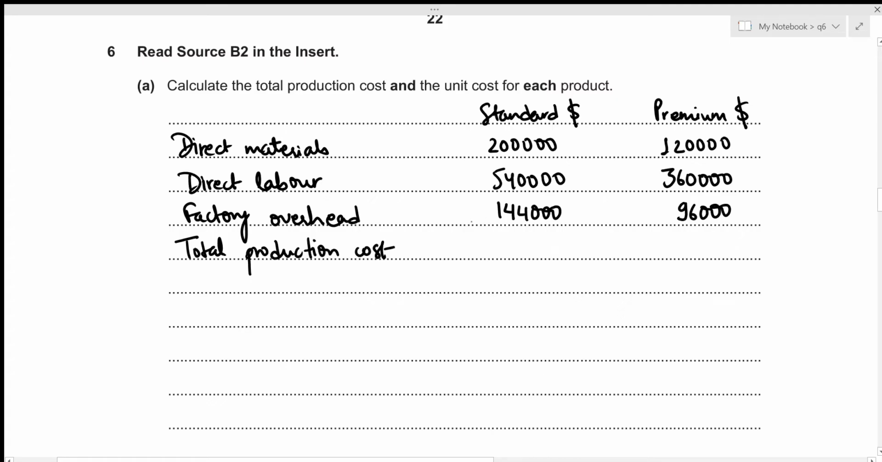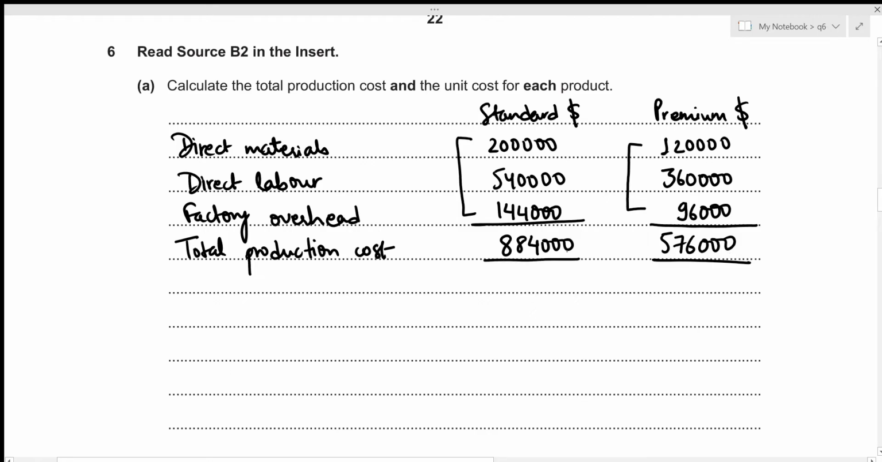Alright, for standard, that is just going to be the sum of these three values. So that's 200,000 plus 540,000 plus 144,000, which results in the value of 884,000. We repeat the same process for premium. That's going to be the sum of these three values. That's 120,000 plus 360,000 plus 96,000, which results in the value of 576,000.